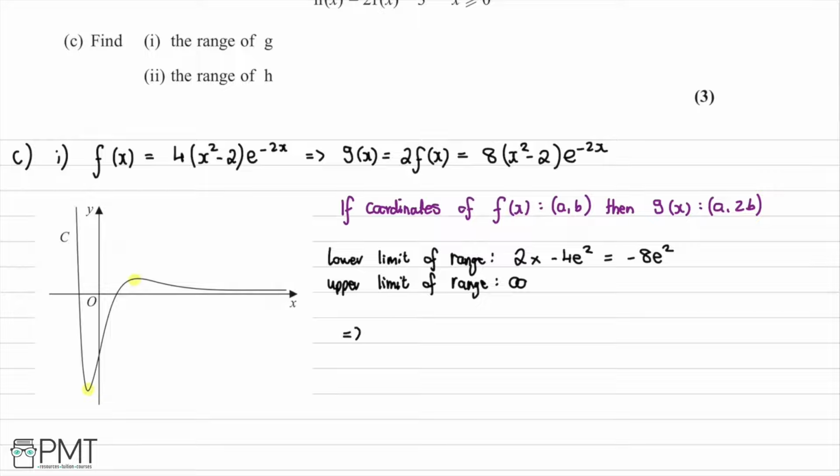So therefore, we can say that the range is as follows. It's going to be from the closed endpoint, negative 8e squared, all the way to infinity. Then we look to the next part of the question.